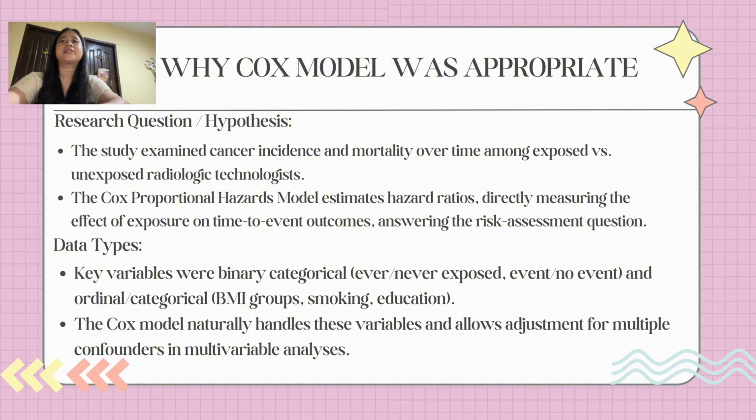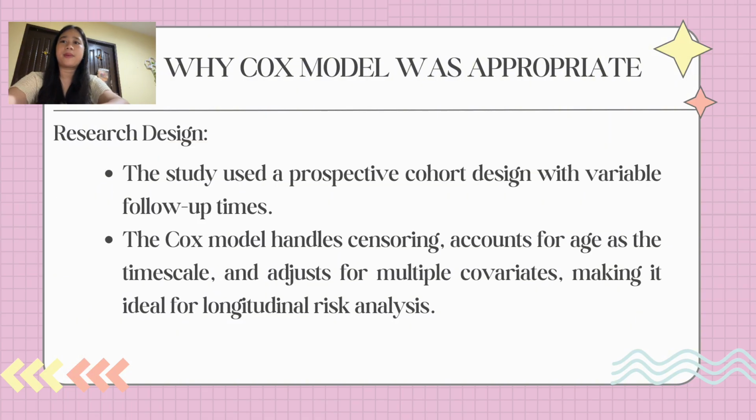Looking at the data types, the key variables were binary and ordinal. The Cox model handles these naturally. It allows the researchers to adjust for multiple confounders like BMI, smoking, and education. Finally, considering the research design, this was a prospective cohort with follow-up times. The Cox model accounts for censoring and uses age as the timescale, making it well suited for long-term risk analysis.